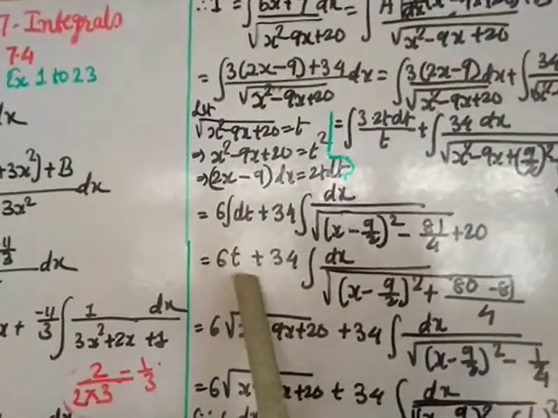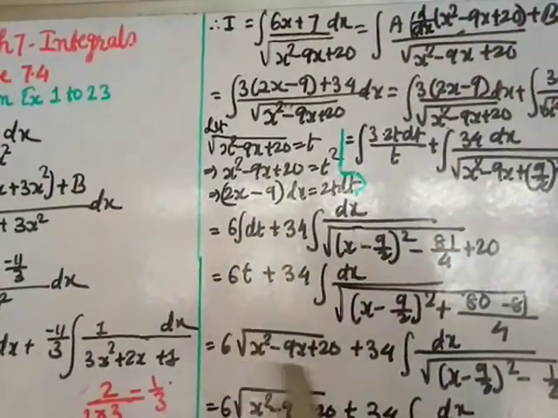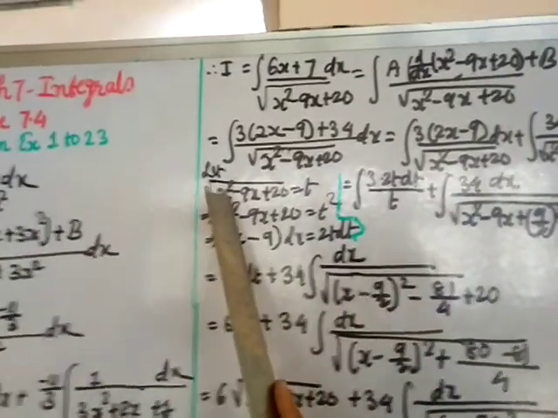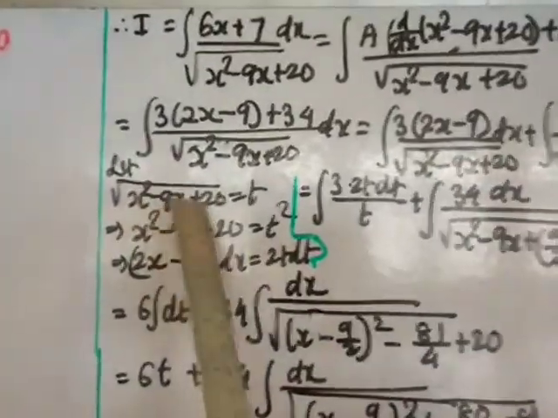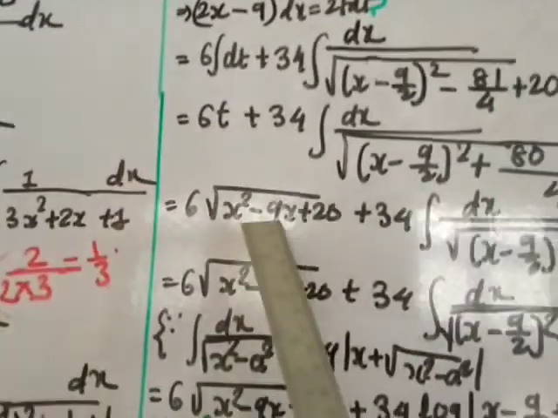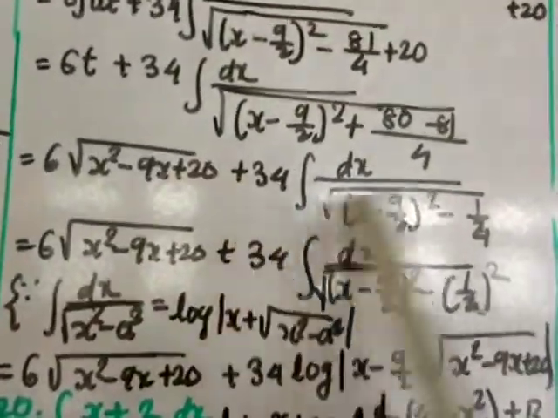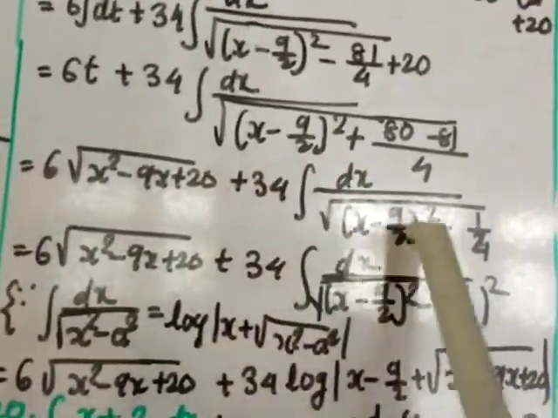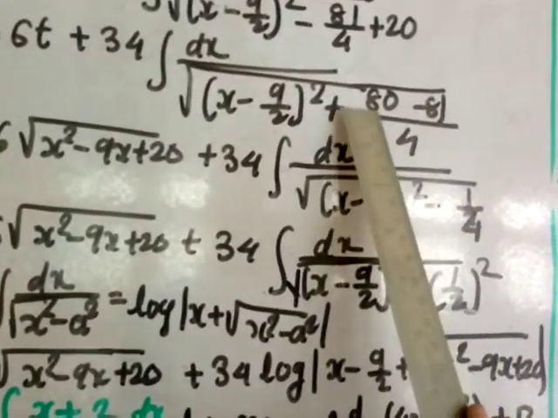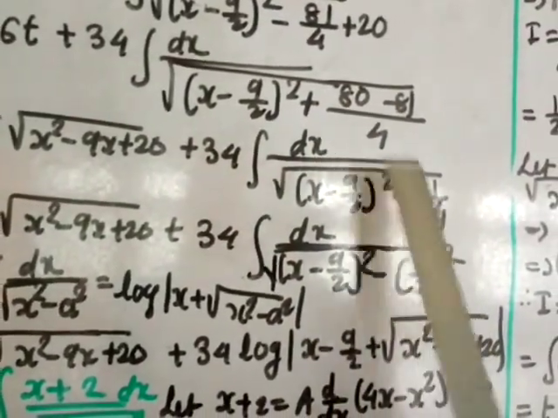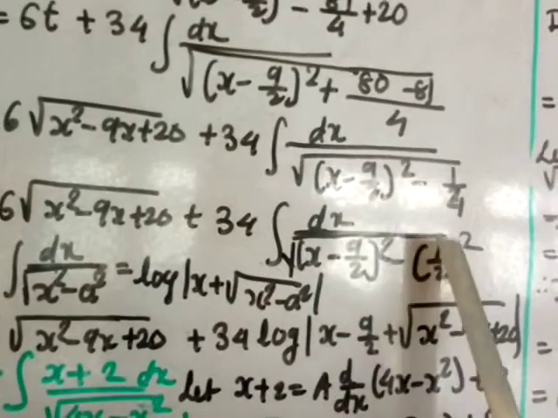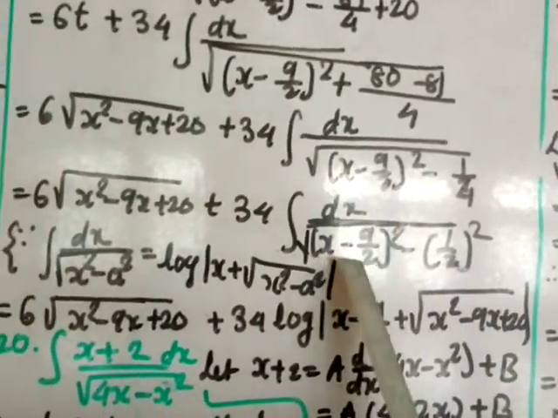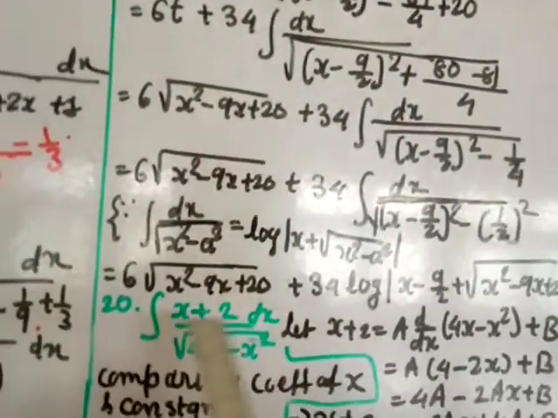Integral of dt is t. Okay, and t value I am placing back. We have taken it as square root of x square minus 9x plus 20. Okay, so I am putting back here, plus this 34, and this is as it is, minus 81 plus 80 gives you minus 1 by 4. Okay, this 4 is there, and this can be written as 1 by 2 whole square. This is as it is, and this is also already substituted.